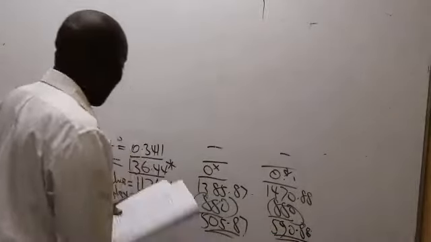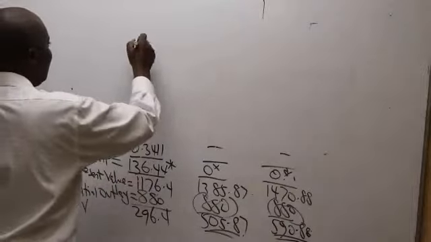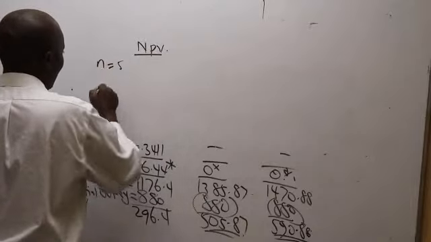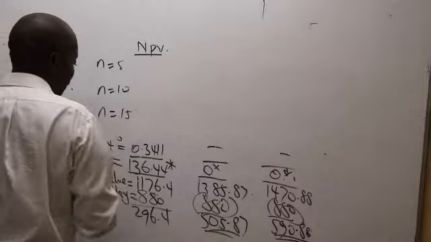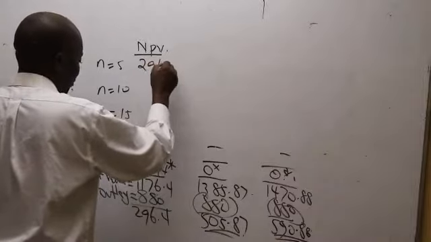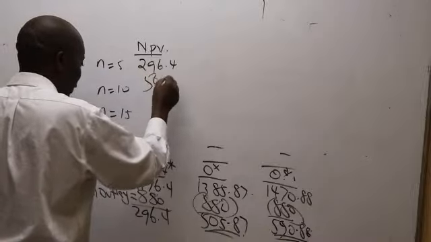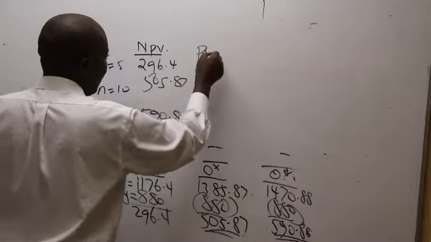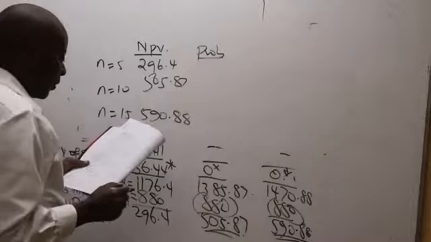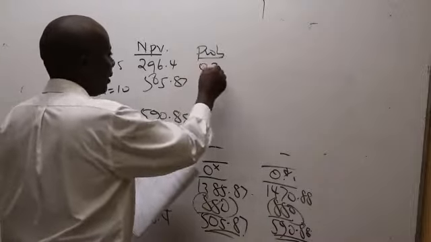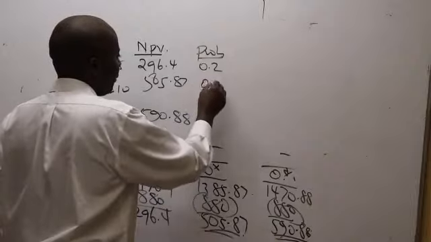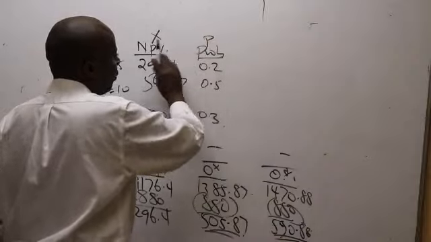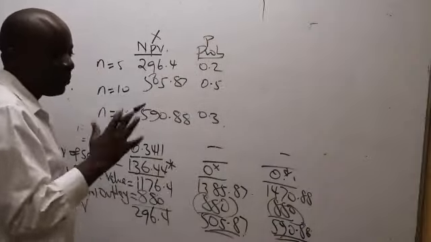So then, ladies and gentlemen, I have my net present values here. When n is 5, when n is 10, and when n is 15, this is 296.4, this is 505.87, this is 590.88, multiplied by the probabilities. The probability is given there. For 5 years it's 0.2 probability. For 10 years it's 0.5. The other one is 0.3. So this is your x, and this is your probability. Whenever you see x and the probabilities, simply multiply them.